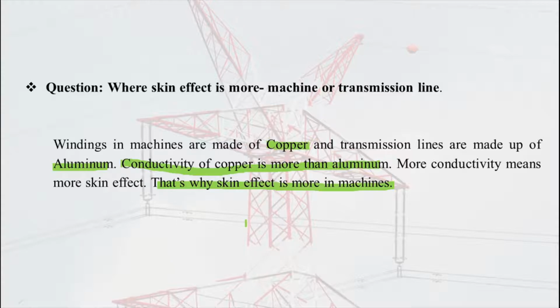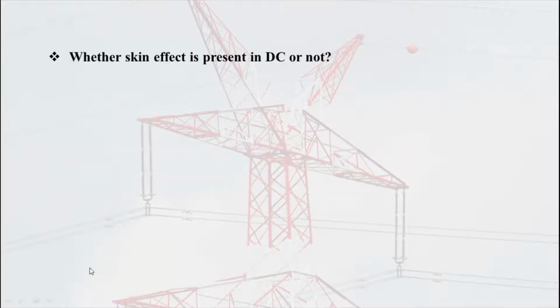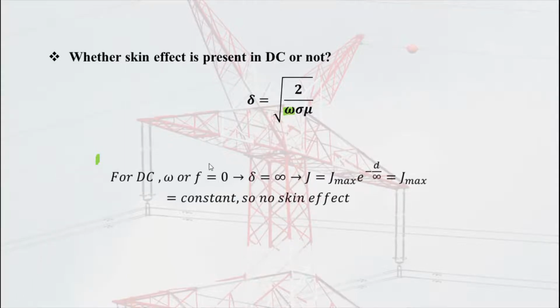Now take another question: whether skin effect is present in case of DC or not. For this, we know that delta is equal to under root of 2 by omega sigma mu. Here omega is the angular frequency, and angular frequency is equal to 2 pi f, where f is the frequency. We know that for DC, omega or frequency f is equal to 0. It means delta will be infinite.